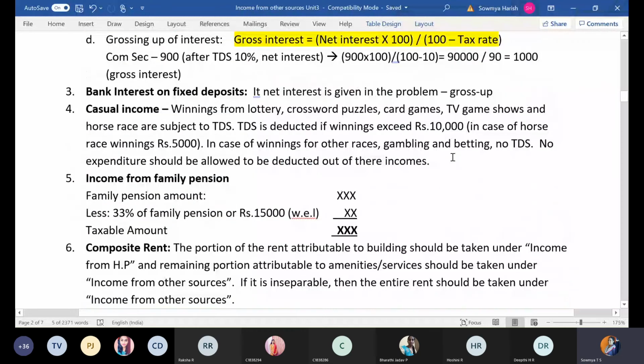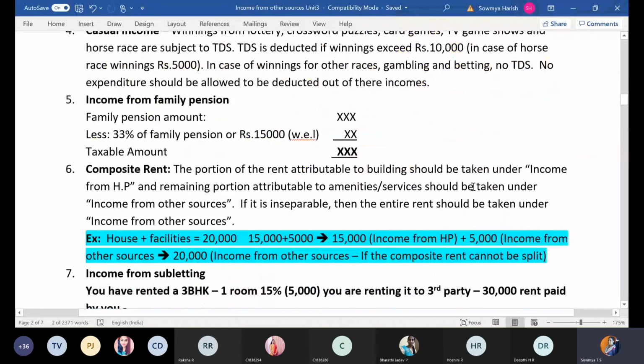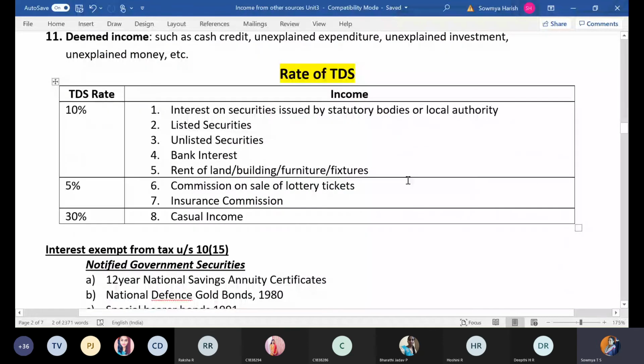And for grossing up net interest, the net amount will be given, but the TDS rate or tax rate you need to know. For that I have a small table where I can tell you. So first we will start with casual income. For casual income, the TDS rate is the highest, that is 30%. Then for commission, whether it is insurance commission or commission you earn on sale of lottery tickets, TDS is 5%. And for all others it is 10%. So you should remember this for grossing up of the net interest.